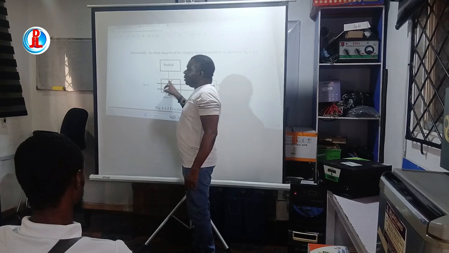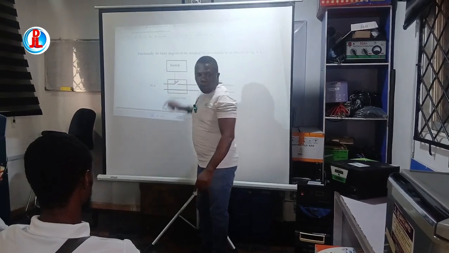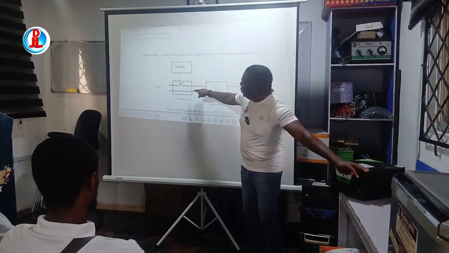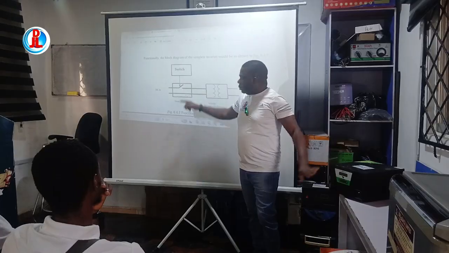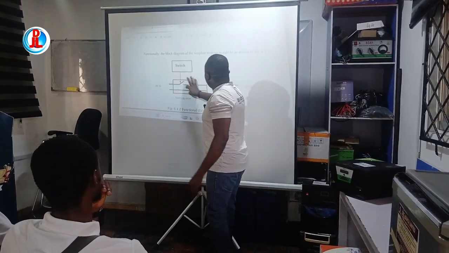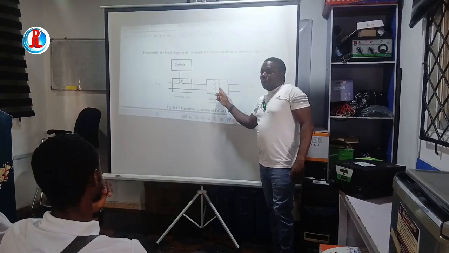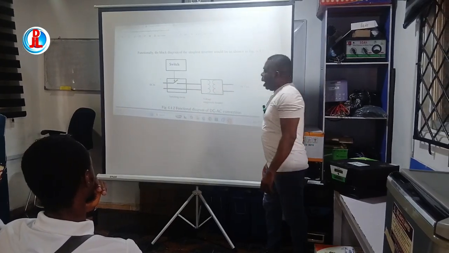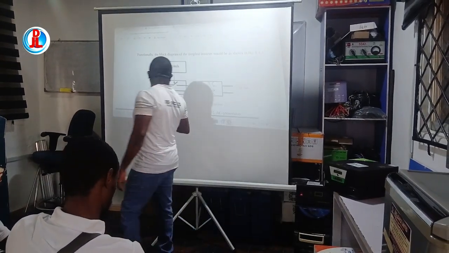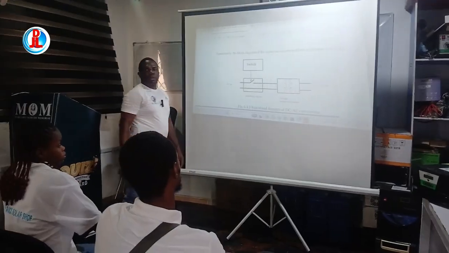Now immediately I press the button, once I push, this will now close. Then once it closes, the circuit will become complete. It now goes into the inverter. The inverter will work on it and bring out what? Output. This place is called the switching circuit.